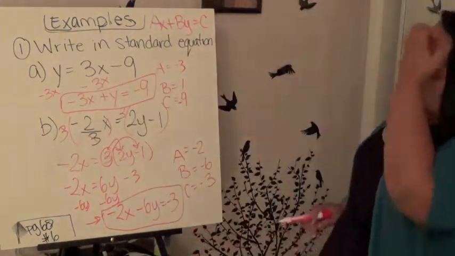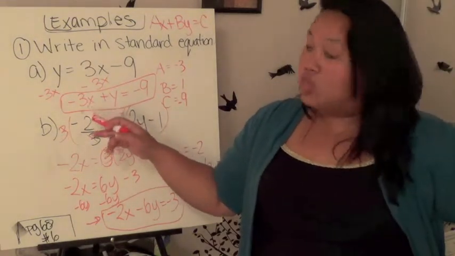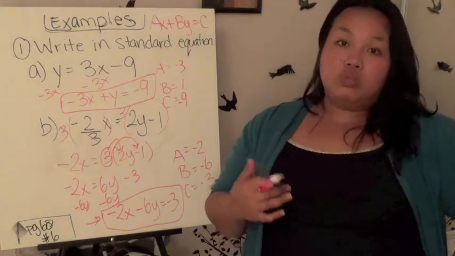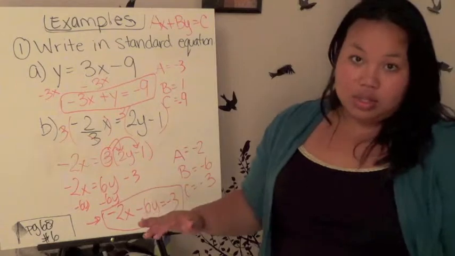Okay? The book doesn't like that the x is negative, so they try to make it positive, but don't worry about it. When I grade it, just make sure that you keep that in mind. But at least the numbers are correct.